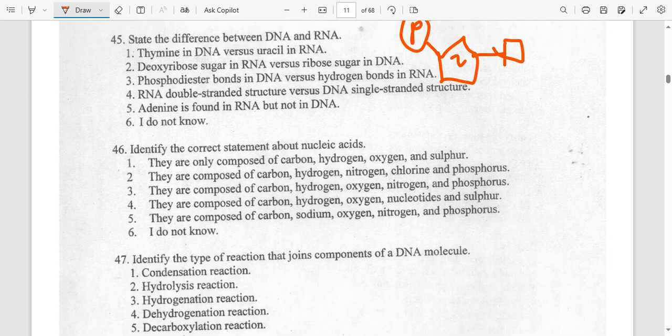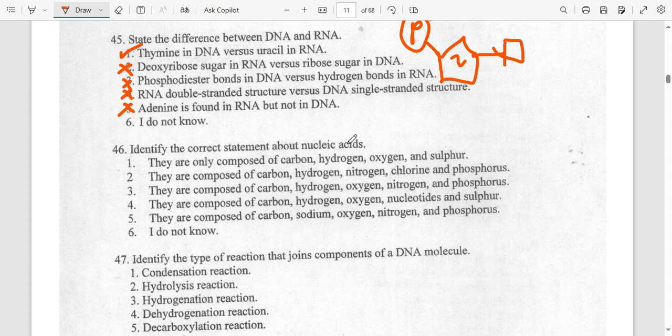State the difference between DNA and RNA. Thymine in DNA versus uracil in RNA. This is true. That's one difference. Deoxyribose sugar in RNA? No, deoxyribose sugar is not in RNA, it's in DNA. That's why I call it DNA, because of the deoxy. Phosphodiester bonds are found in both. And also the hydrogen bonds are found in both. RNA double-stranded versus DNA single-stranded? This is the opposite. DNA is the one which is double-stranded. RNA is single-stranded. Adenine is found in both.